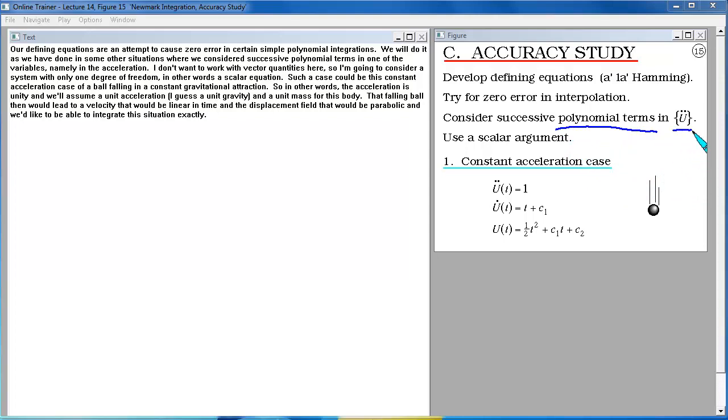I don't want to work with vector quantities here, so I'm going to consider a system with only one degree of freedom, in other words, a scalar equation. Such a case could be this constant acceleration case of a ball falling in a constant gravitational attraction. So in other words, the acceleration is unity, and we'll assume a unit gravity and a unit mass for this body. That falling ball then would lead to a velocity that would be linear in time and a displacement field that would be parabolic. And we'd like to be able to integrate this situation exactly.